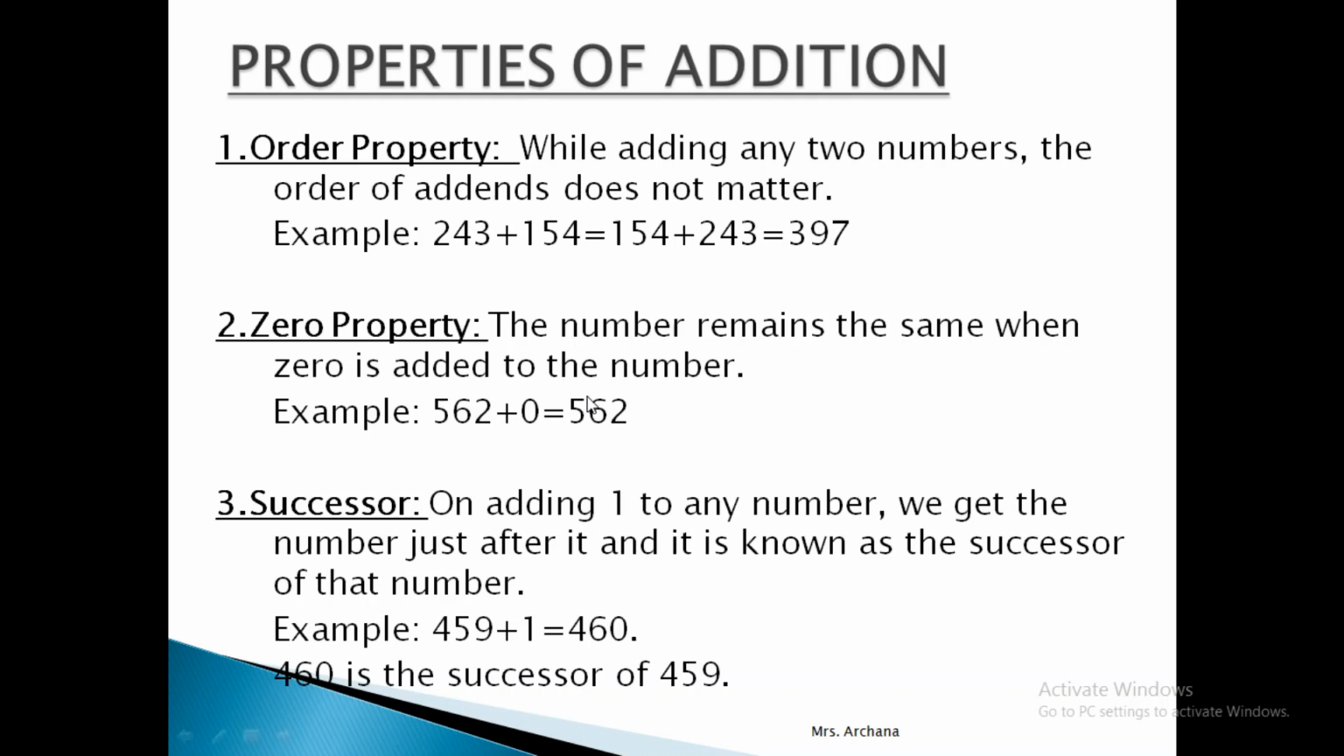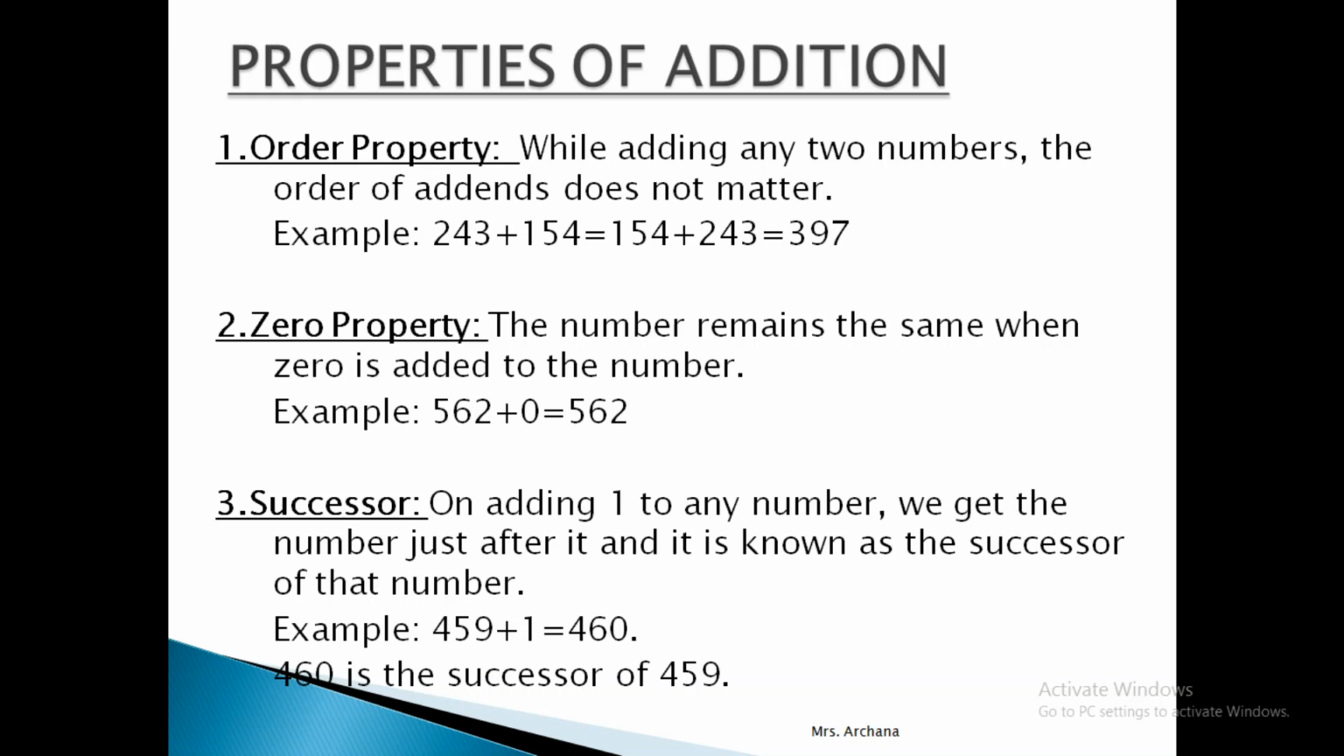Second is zero property. The numbers remain the same when 0 is added to the number. This also we know that when 0 is added to any number, then the addition value will not change.